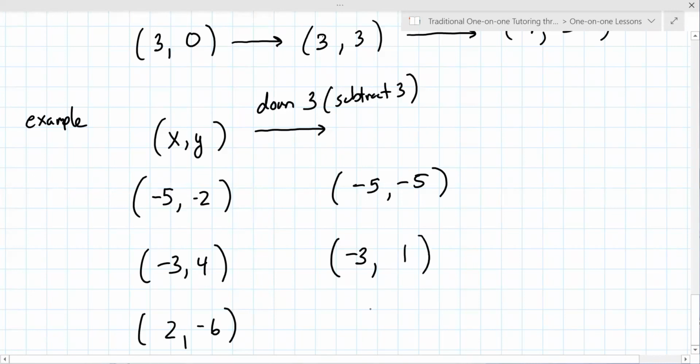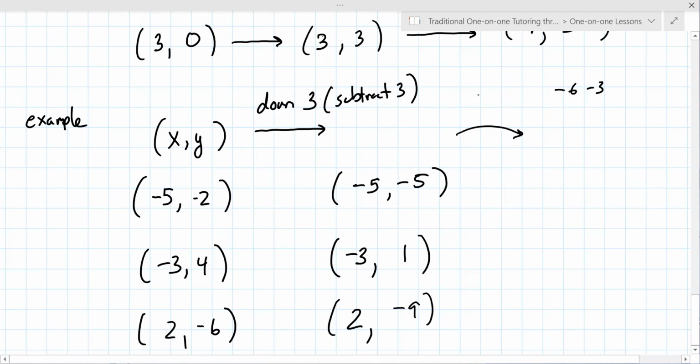Yeah, 1. Last one here, you keep the 2. The 2 is the same, but -6, you're going down by 3. It's more negative. So what does that become? -6 minus 3. It has to become more negative. They're both negative, so you add the numbers and keep it negative. -9. All right. Okay, now let's do the next one.